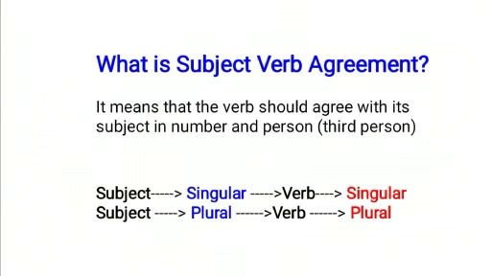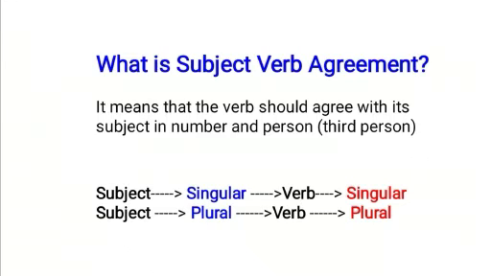What is subject verb agreement? It means that the verb should agree with its subject in number and person. That is, if the subject is singular, the verb also should be singular. And if the subject is plural, then the verb also should be plural.